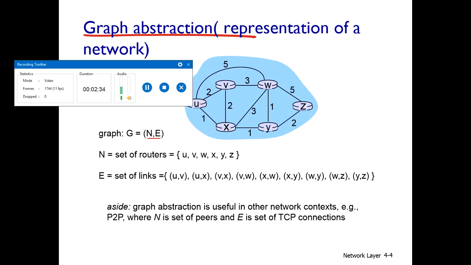So for example, the edge set of links includes UV, UW, UX, VX, XW, YW, YZ, and WZ. All these are the set of links. Graph abstraction is useful in other network contexts also. For example, in peer-to-peer networks, where we have n number of peers and e number of TCP connections. So basically, when we determine the routing, we visualize the network as a graph.